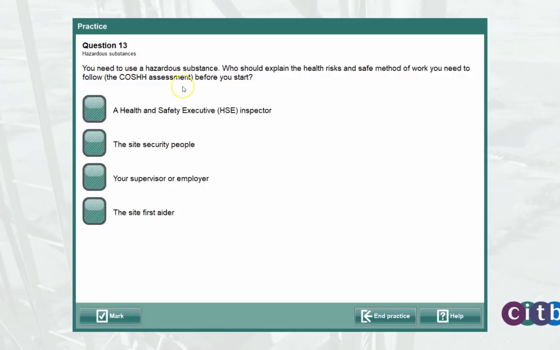You need to use a hazardous substance. Who should explain the health risks and safe method of work you need to follow? The COSH assessment, before you start. A health and safety executive, HSE inspector. The site security people. Your supervisor or employer. The site first aider.